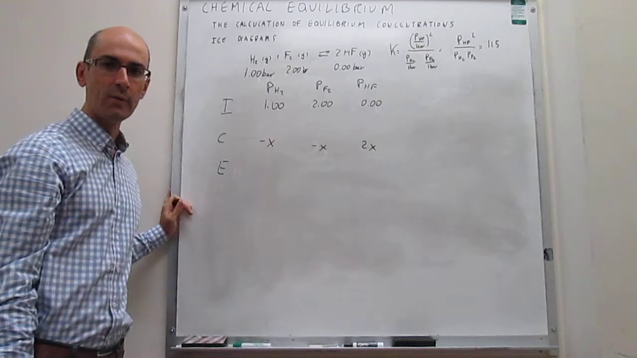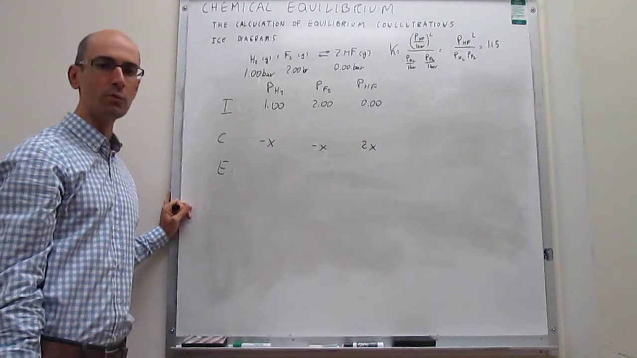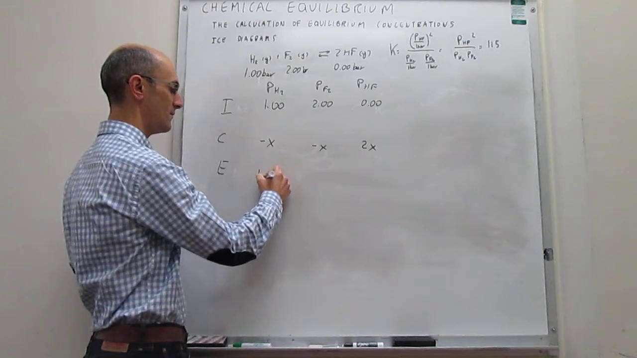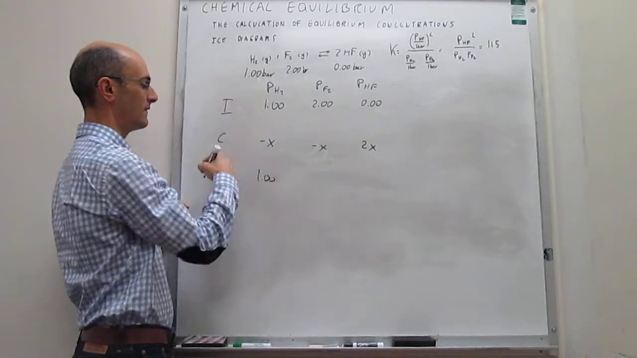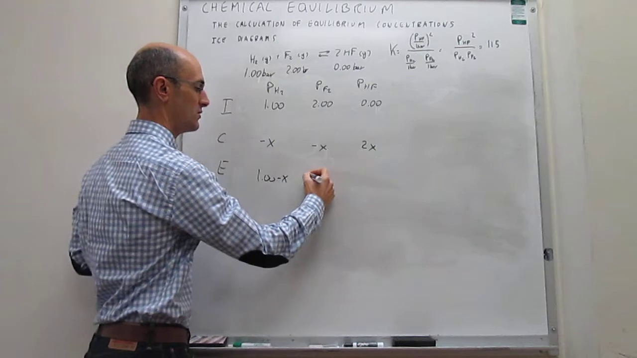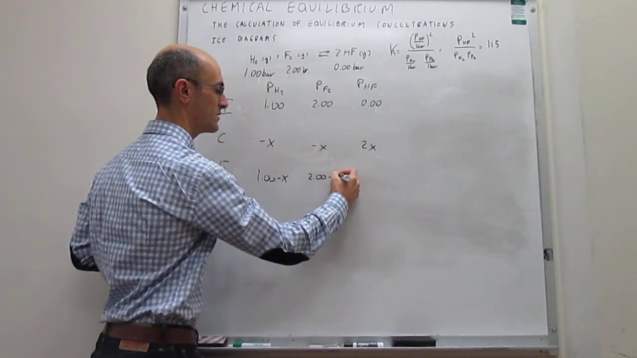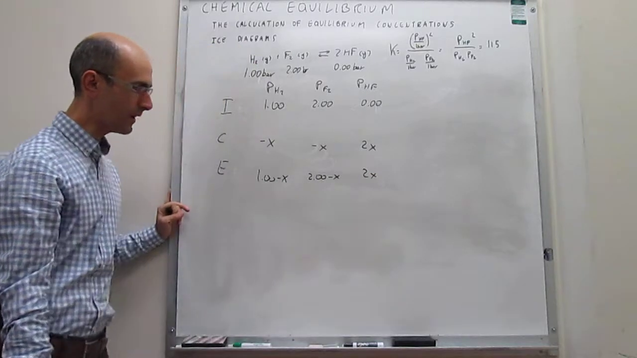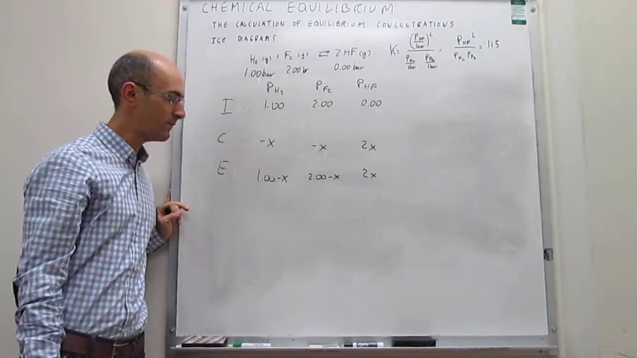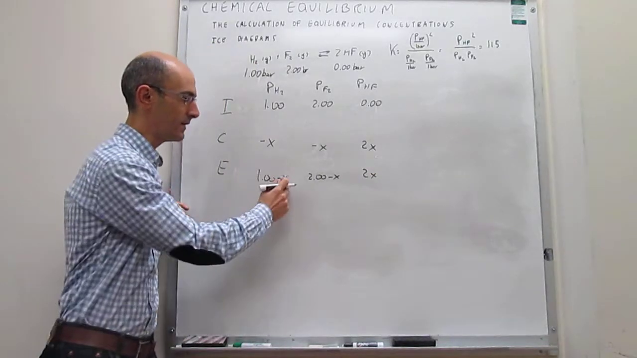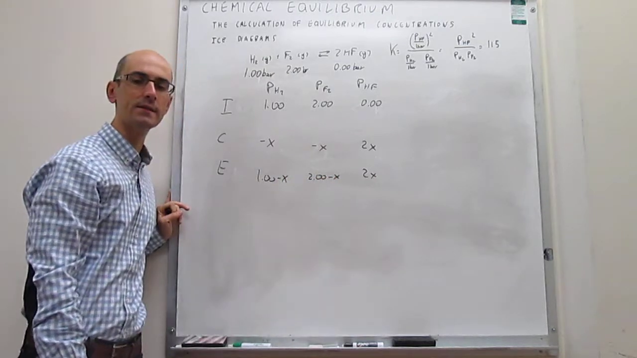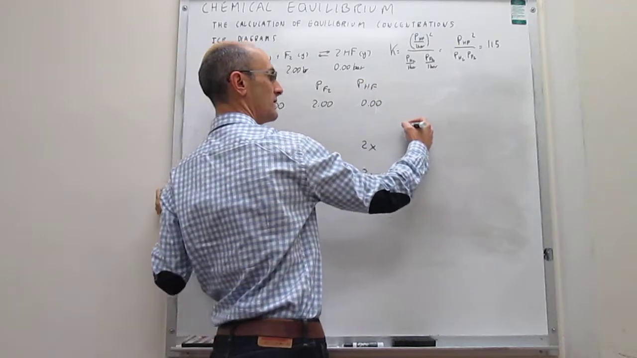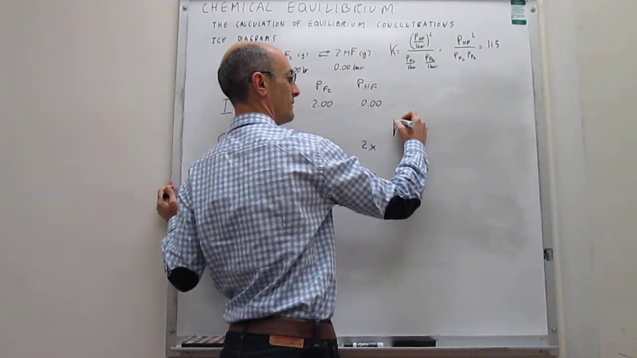Right, so we're now ready to estimate what will be the concentrations or the partial pressures of the equilibrium. This is just the sum of the initial and the change rows. So that will be 1 bar minus x, 2 bar minus x, and here you will have 2x. Okay, great. So in the rest of the problem, what we'll try to do is see how we can solve for this unknown x by using the equilibrium constant. Okay, notice that the equilibrium constant is a value of 115.